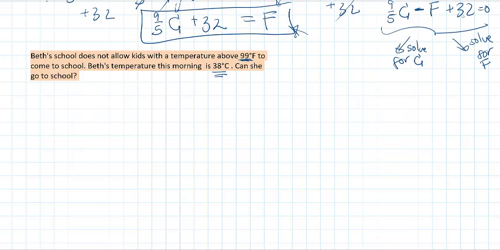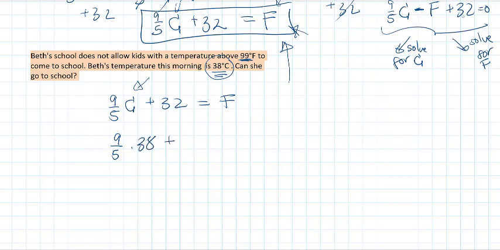So we have to convert one of these numbers to the other unit. Let's convert Beth's temperature. If her temperature is 38 degrees Celsius, we can use the formula we got when we solved for F. We know that 9/5 of the measurement in Celsius plus 32 equals the measurement in Fahrenheit. So let's substitute 38 degrees for our symbol C here. We have 9/5 times 38 plus 32 equals F, and we can solve this directly. What is 9/5 of 38? Let's do that here on the side.